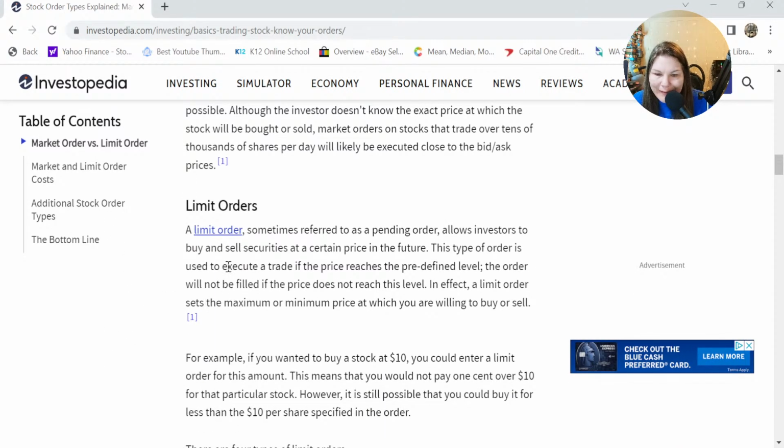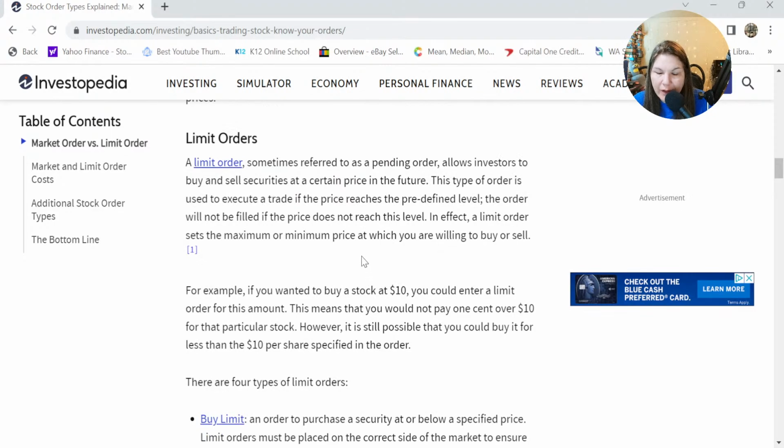So a limit order is referred to as a pending order. It allows investors to buy and sell securities at a certain price in the future. This type of order is used to execute a trade if the price reaches the predefined level. The order will not be filled if the price does not reach this level.